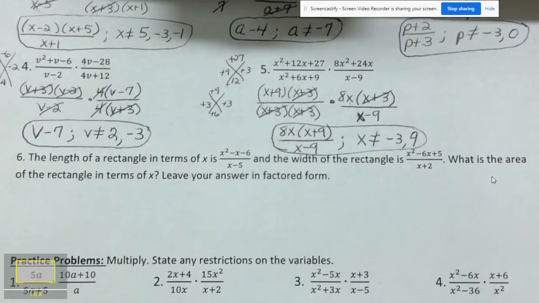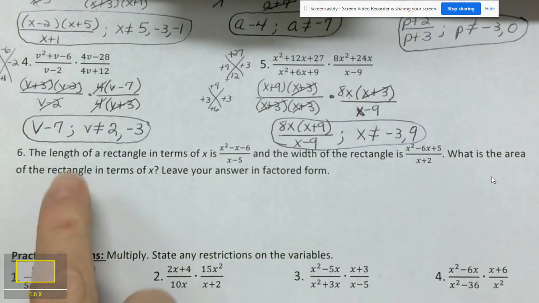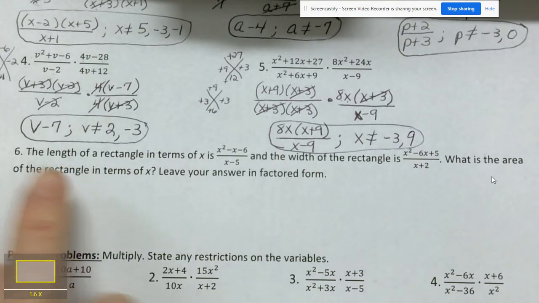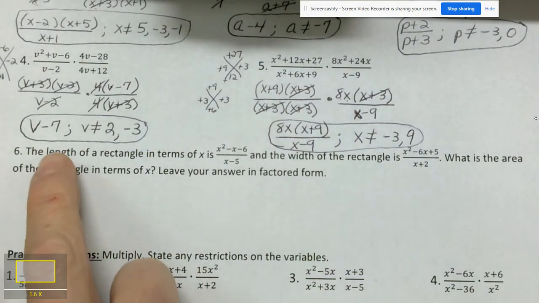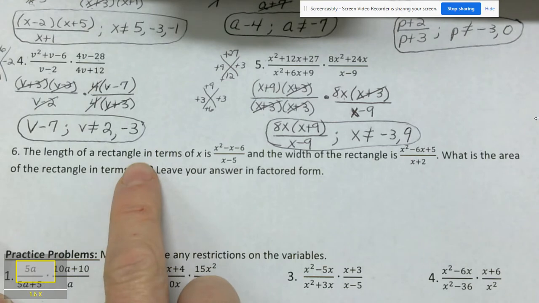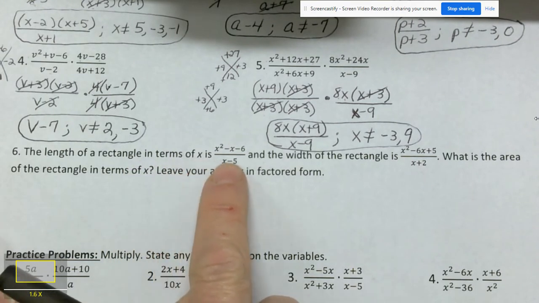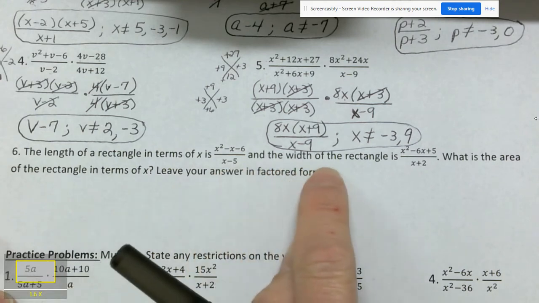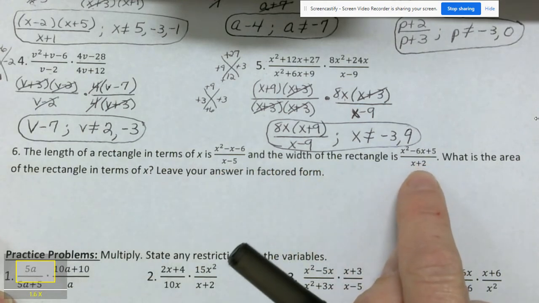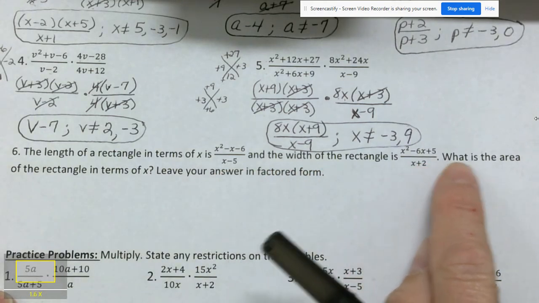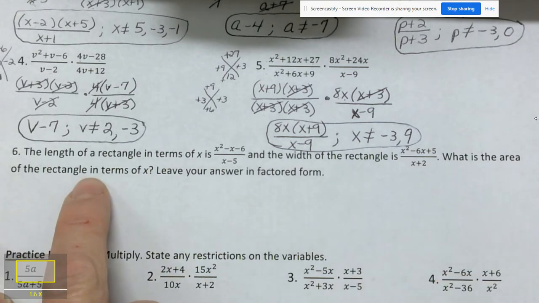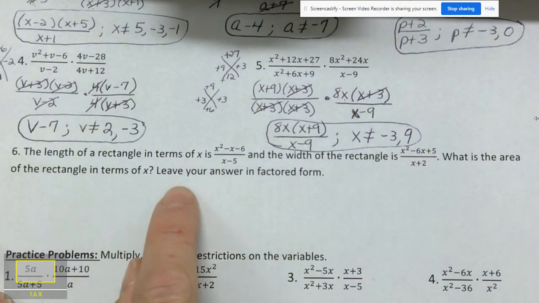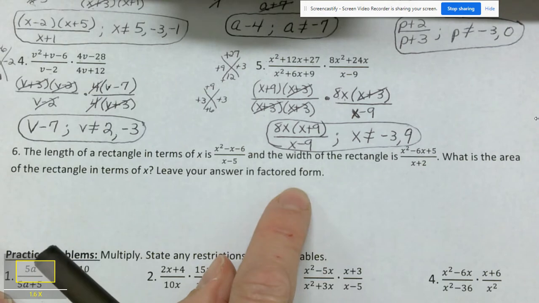Okay, let's look at one more. This is a word problem, but I think once you read it, you'll understand what to do. The length of a rectangle in terms of x is this rational expression here, and the width of the rectangle is this rational expression. What is the area of the rectangle in terms of x? And it says to leave your answer in factored form.